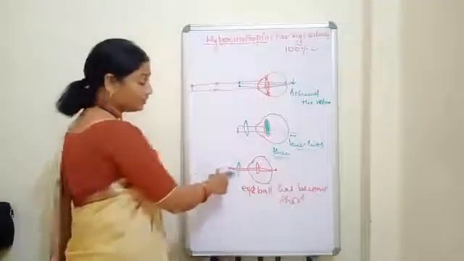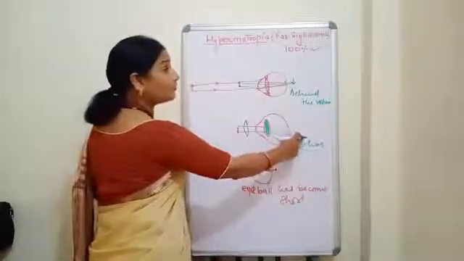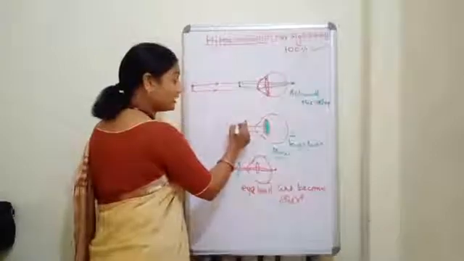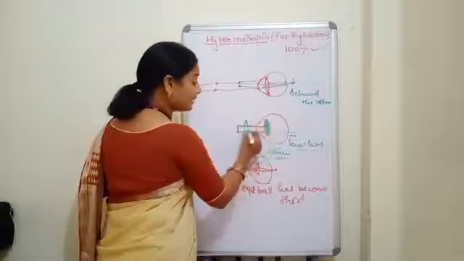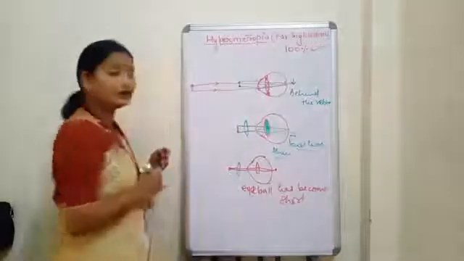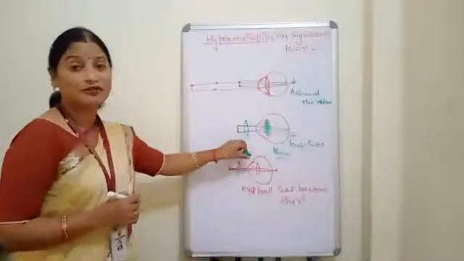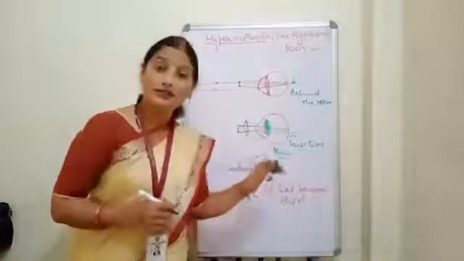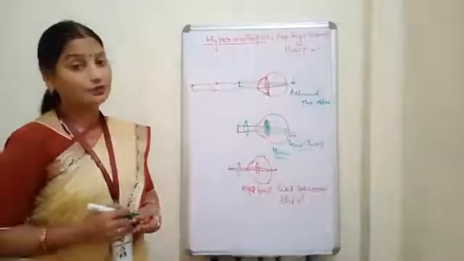Okay, and if we use the convex lens in front of the eye, then the rays of light that were going somewhere here will converge once, again enter into the lens, converge again, and form on the retina. So we have simply increased the power of convergence by adding an artificial convex lens. Clear? So this is the correction of hypermetropia.